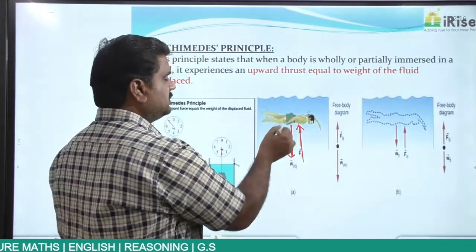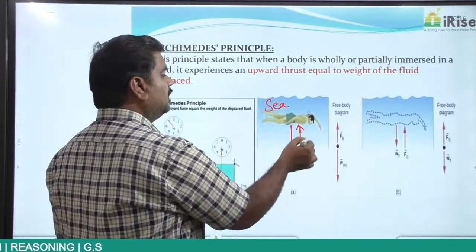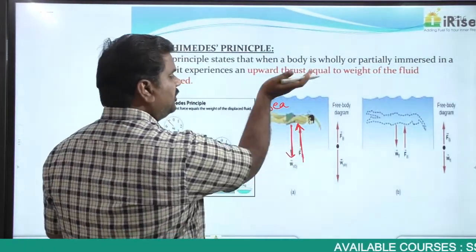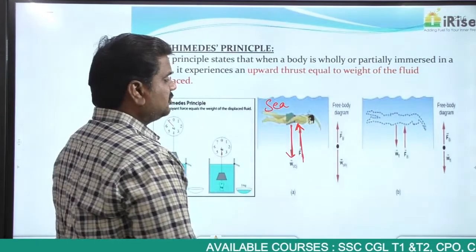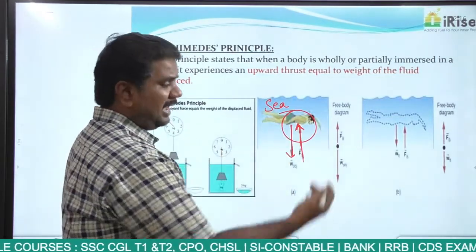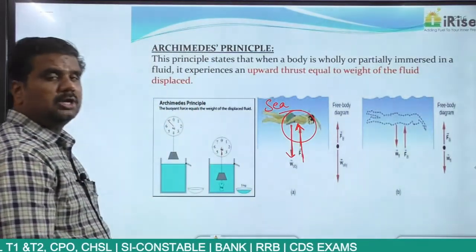So when you're trying to swim, in the case of sea water, the pressure that is acting in the upward direction will be more, as a result of which the object will be pushed upwards. But in the case of fresh water, since the density is less, the amount of thrust that is acting will be less, as a result of which the body will be pushed inwards.